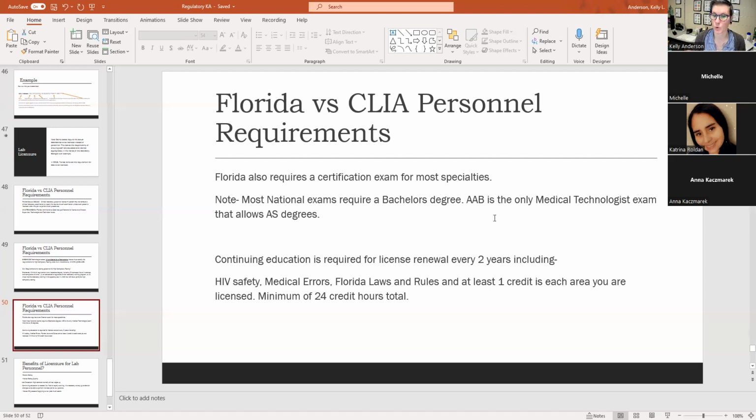Continuing education is required to renew your license every 2 years. You have to take HIV again, medical errors, Florida laws and rules, and then you have to take 1 credit in each area that you're licensed, and then a total of a minimum of 24 credit hours. So if you're a generalist and you have micro, hematology, chemistry, everything, you have to have at least 1 credit in each of those, and then basically fill up the rest with whatever. So if you love molecular, as long as you hit 1 credit in each, you can do the rest of your credits in molecular.